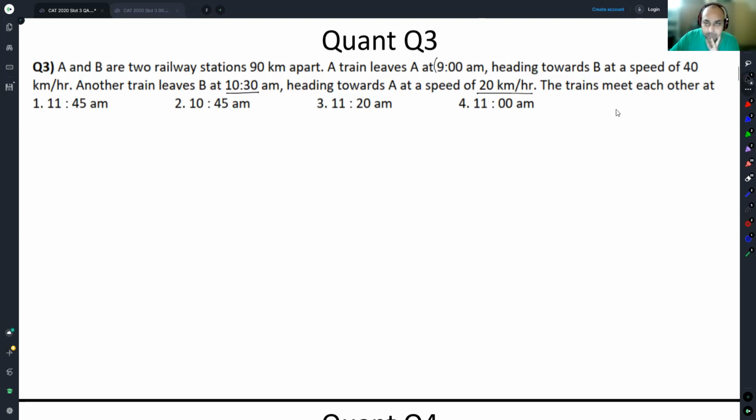So for the initial 1.5 hours, only the first train was moving. For the initial 1.5 hours, just look at this. This is A, this is B. The gap is 90 kilometers. Train starts here at 9 a.m. and is moving at the rate of 40 kmph.